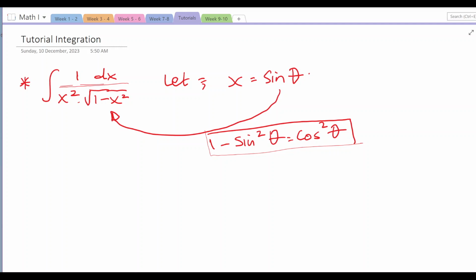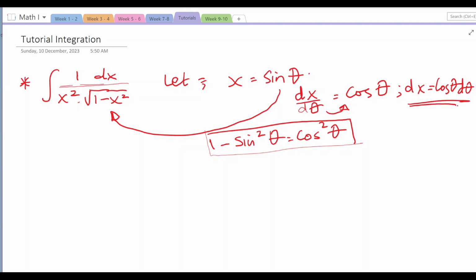So let's do that. If we let x equal sine theta, therefore the derivative of x with respect to theta will be cos theta, or in this case dx equals cos theta d theta, just moving the d theta over there to the back. So we keep that information, and then we use that to substitute and simplify the problem. So let's try to do that now.